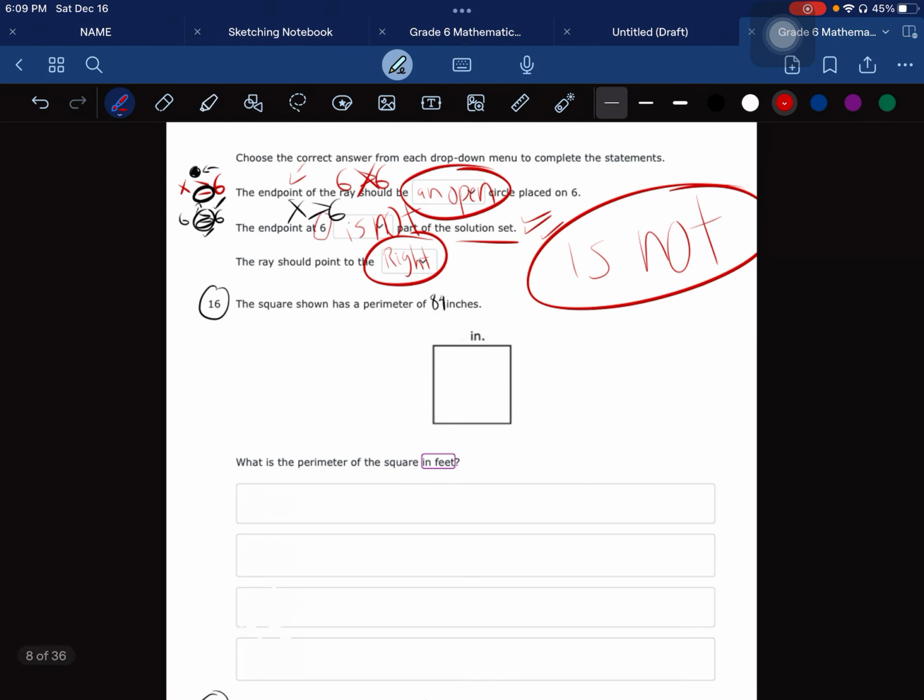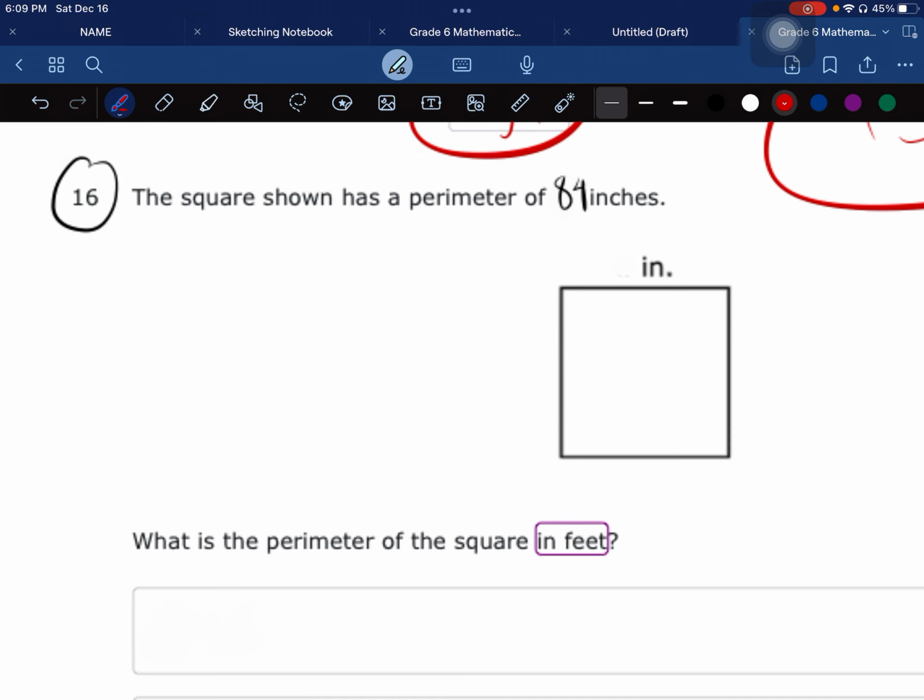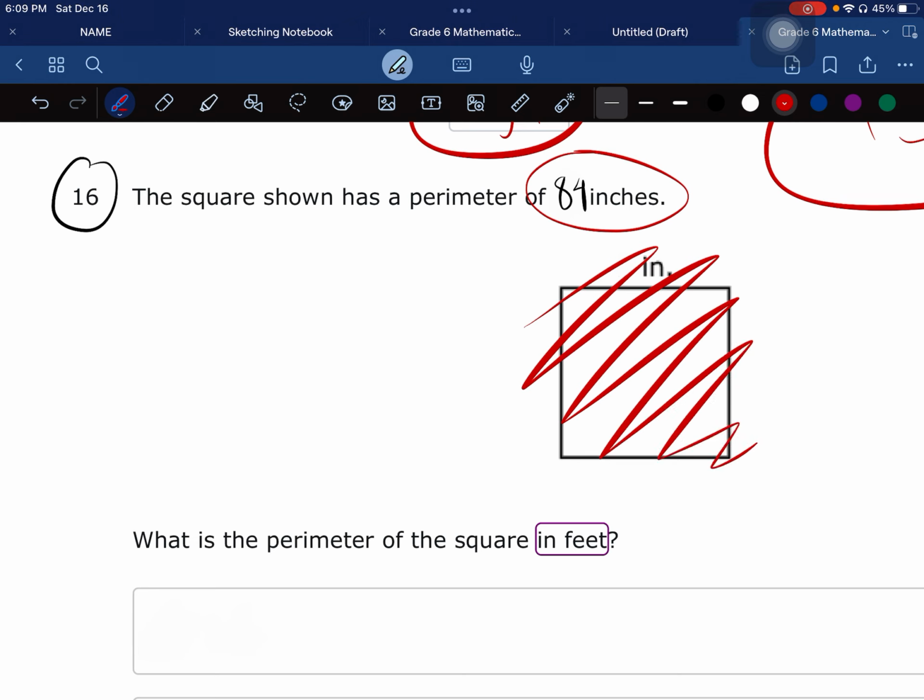Okay. 16, chicos. The square shown has a perimeter of 84 inches, 84 pulgadas. This is trying to confuse you, chicos. Esto no importa. ¿Sabes por qué no importa? Porque, what if we remember a square in feet? Entonces, solo quieren que conviertes esto a feet.